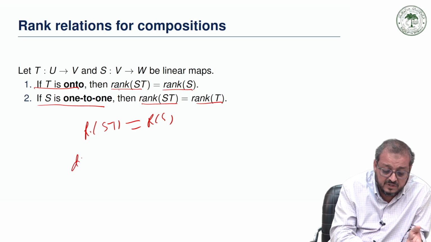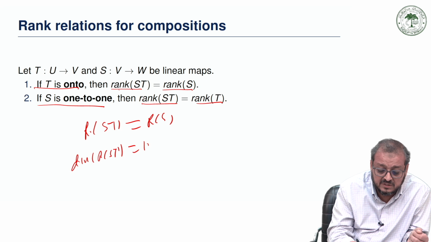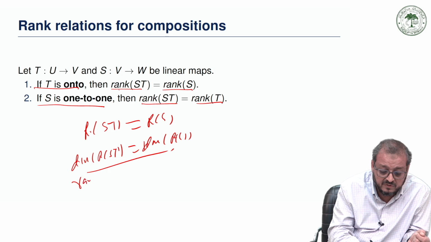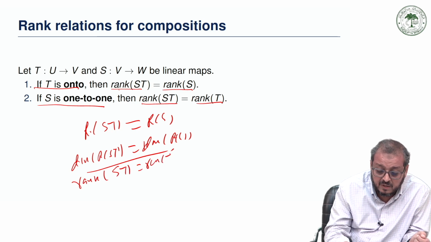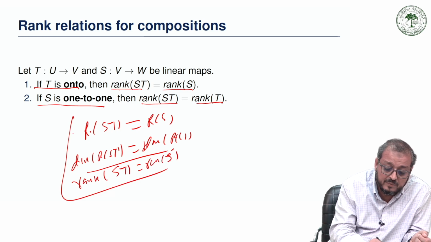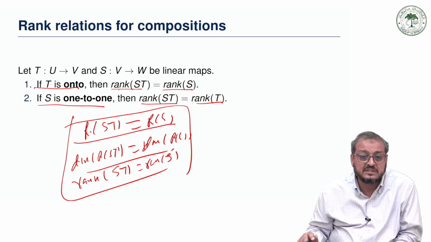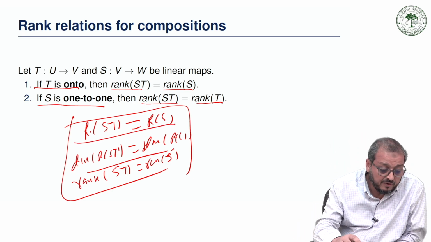We can say the dimension of the range of ST. If these two are equal, then the dimension of the range of S is also equal, and the dimension of the range of S is nothing but the rank of S. So the rank of ST is the same as the rank of S. So the proving method is simply this: we have to show that the range of ST is the same as the range of S.